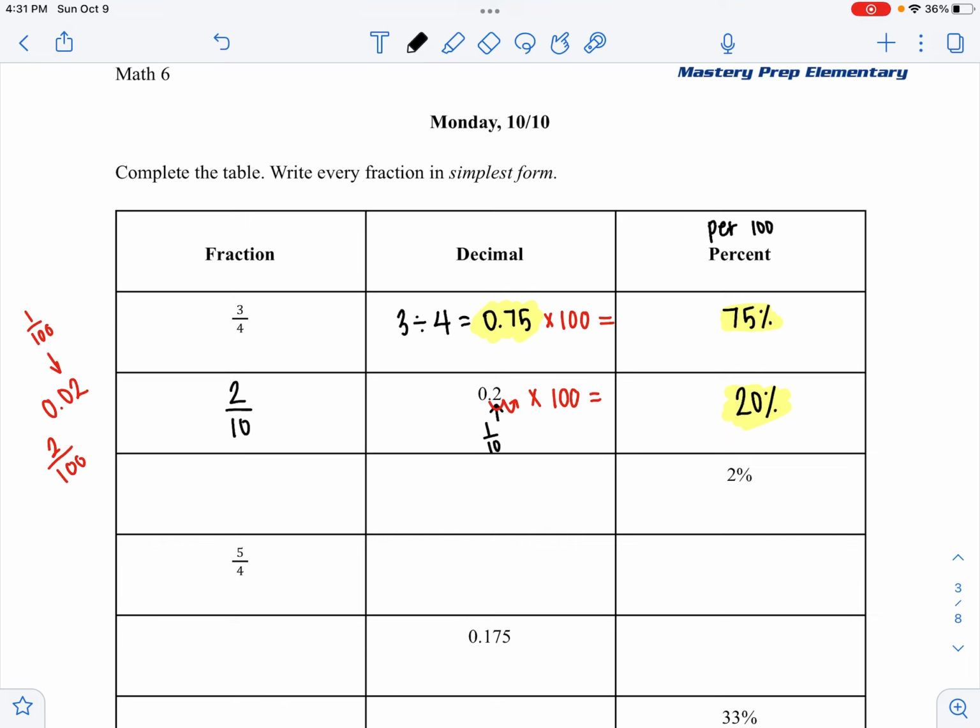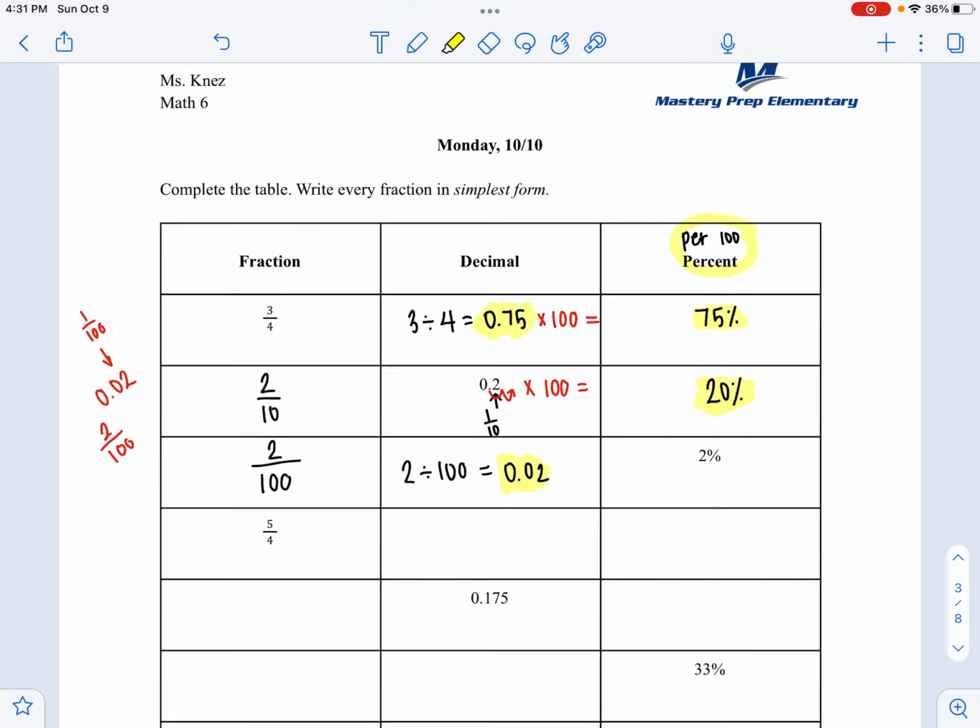We see that in our next row of the table, they ask us to work with 2%. We know that 2% literally means 2 per 100, because that's the definition of percent. So I can start by writing my fraction 2 per 100. Then I can convert my decimal by simply dividing 2 divided by 100, which is equal to 0.02. I also know intuitively that the decimal has to be 0.02 because the 2 belongs in the hundredths place.